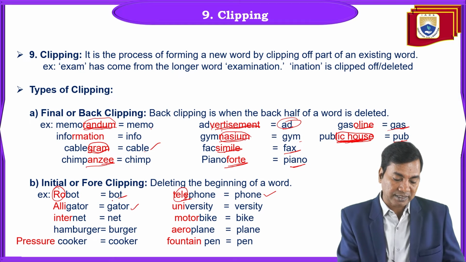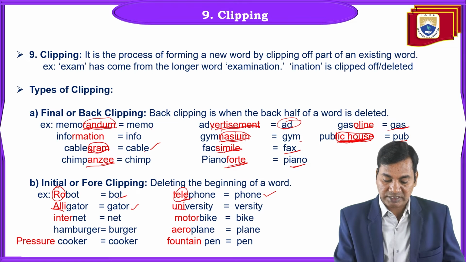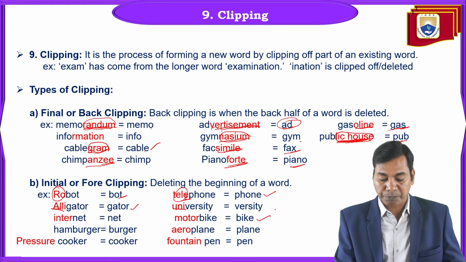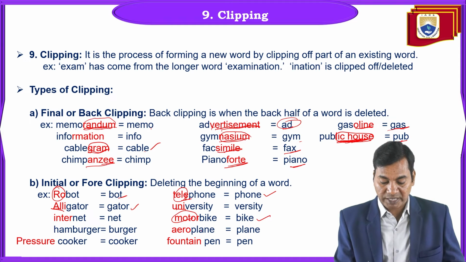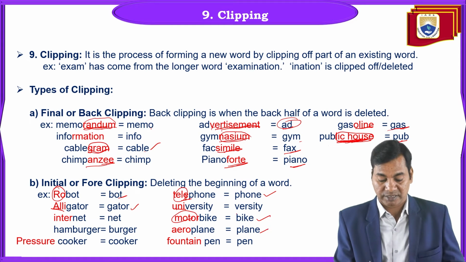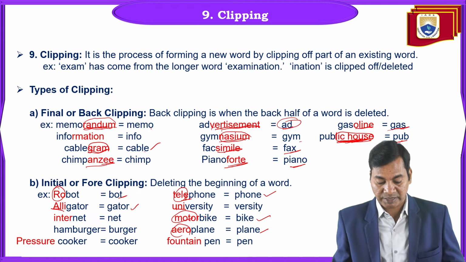Alligator, gator, removed alley, which is an initial part of the word alligator. University, we simply say varsity now, right? Motorbike, we simply say bike. We clipped off motor, which is the initial part in the word motorbike. Aeroplane, we simply say plane. We cut off the initial part aero, right?